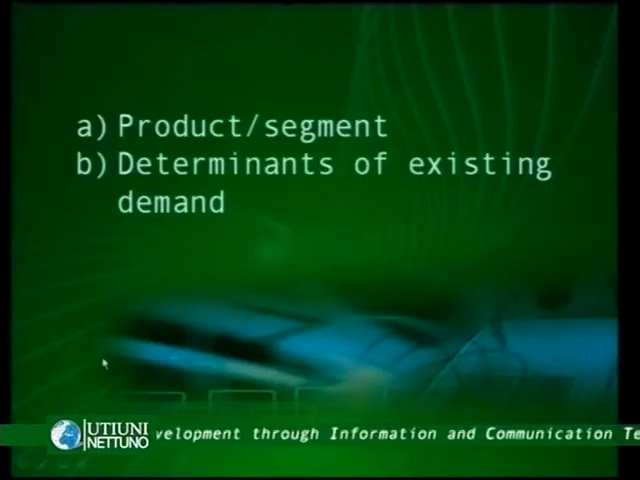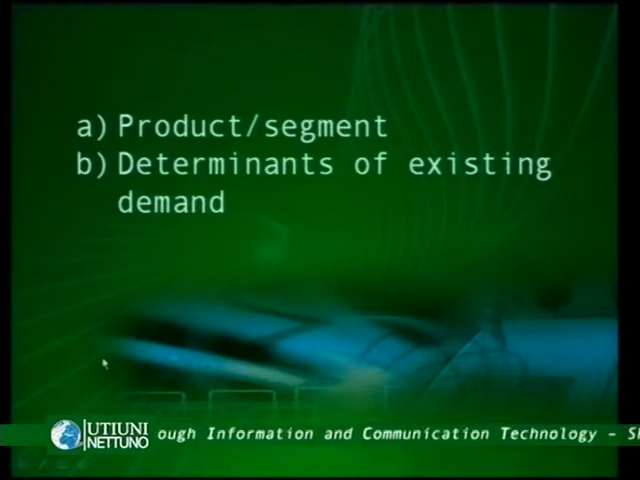Secondly, information should focus on the determinants of existing demand. So, as you might recall from the previous classes, determinants of existing demand are related to the specific needs of individuals or groups of individuals, and are related to the habits driving consumer behaviors, meaning that according to the different settings, we might have different utilization of the very same product, being a good or service.